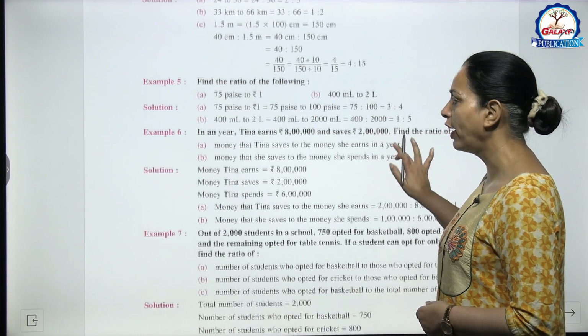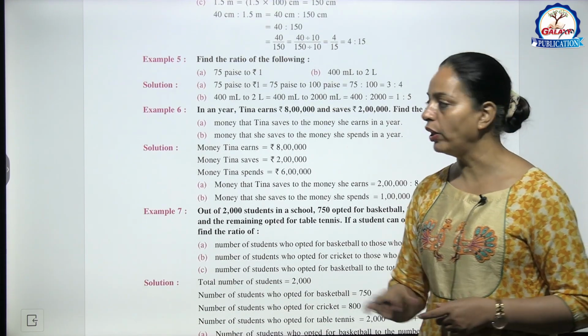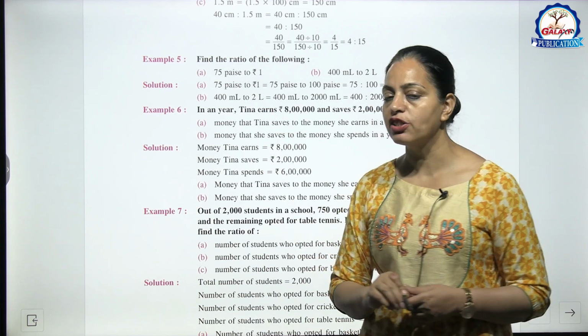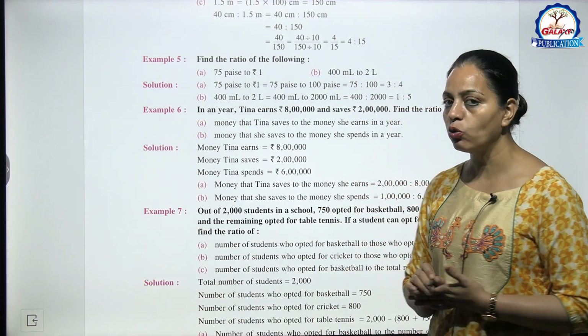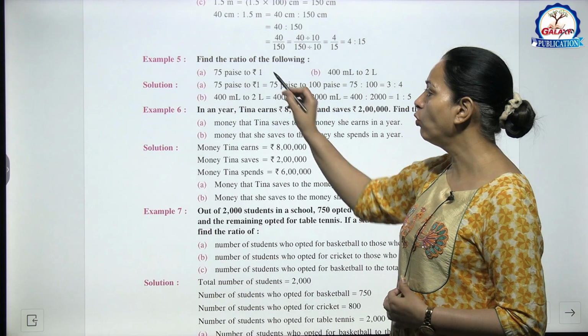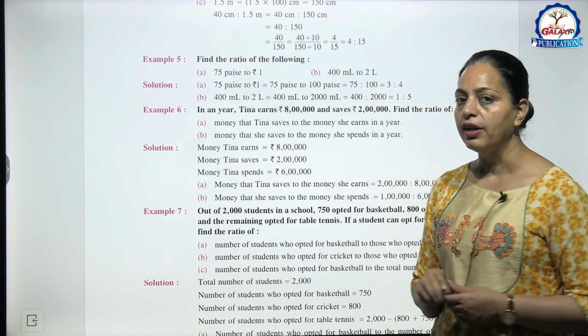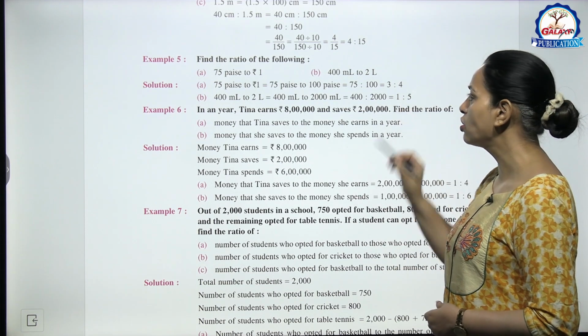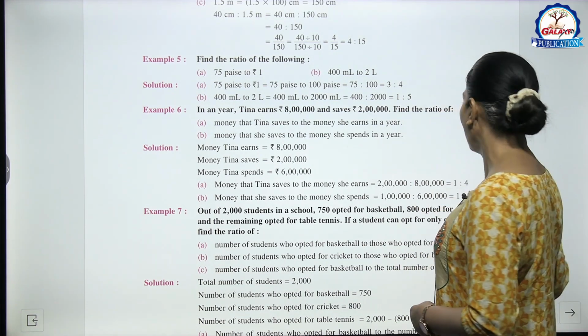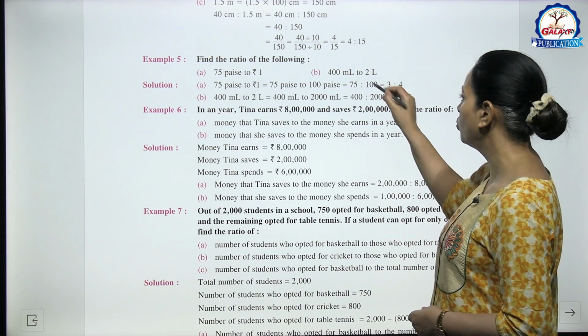Now example 5. Find the ratio of the following. A part 75 paise to ₹1. We will convert both into the same units. 1 rupee means 100 paise. So 75:100. Cut it by 25. 3:4. Now B part 400 ml to 2 liter.